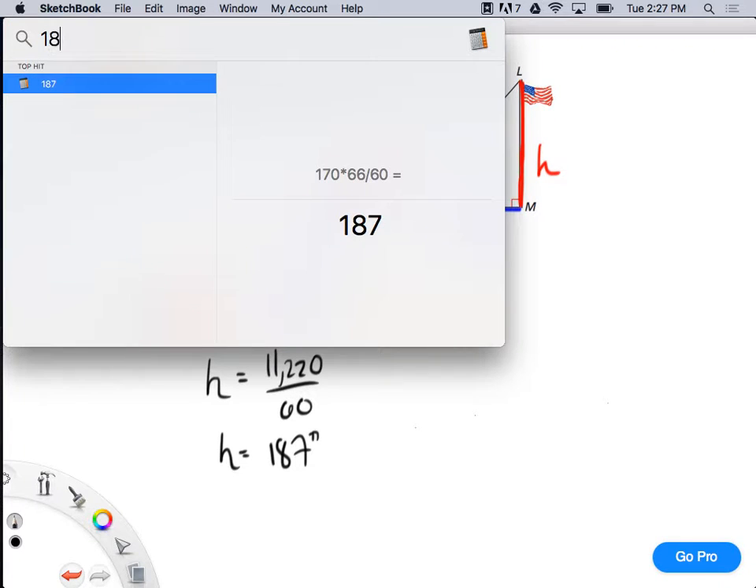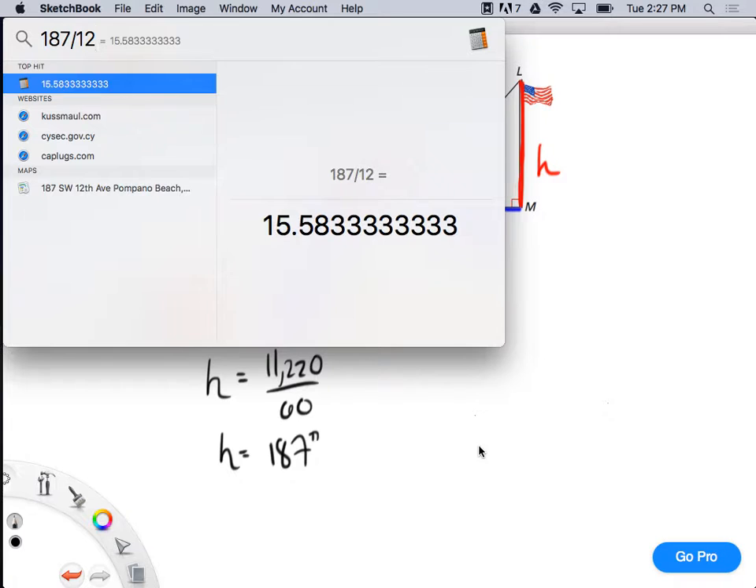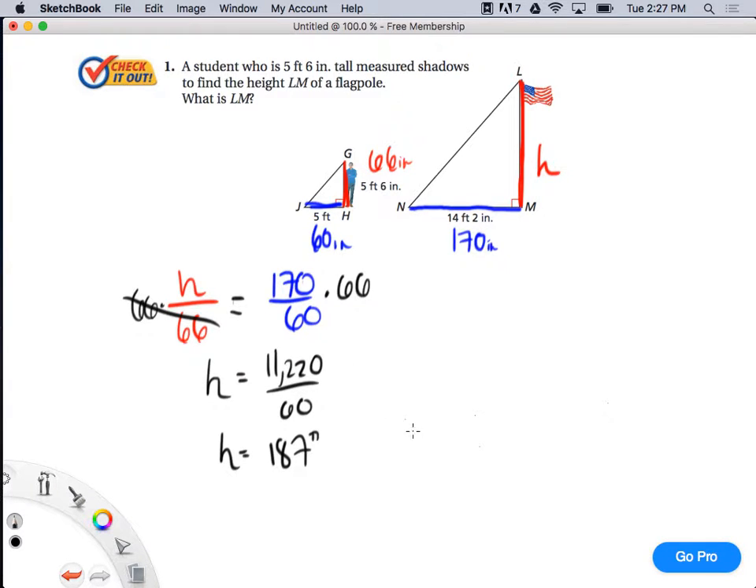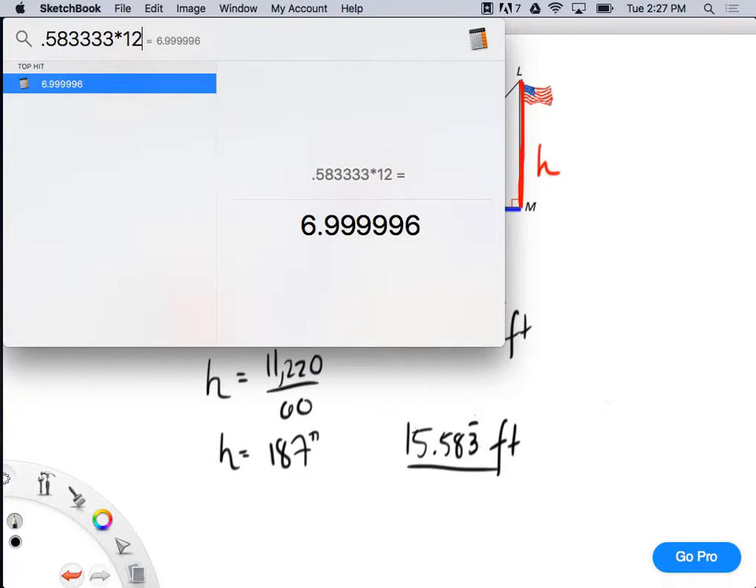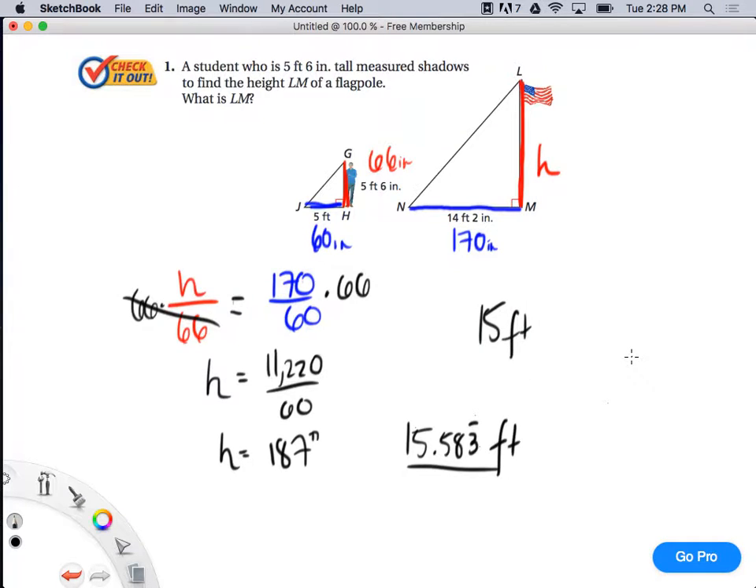So I'm going to take 187 now, and I'm going to divide it by 12 to get it in terms of feet. 15.58. Right, so I could say it's 15.583 repeating feet. I could say that, right? But what I'd rather you do is just say it's 15 feet, and then take 0.583 and multiply that by 12, and you get, hey, that's just 7 inches. You see? So 7 inches. So you take whatever the decimal is, you multiply that by 12 to get the number of inches. Does that make sense? You divide by 12 to get feet, but then you take the decimal and multiply that by 12 to get the inches.